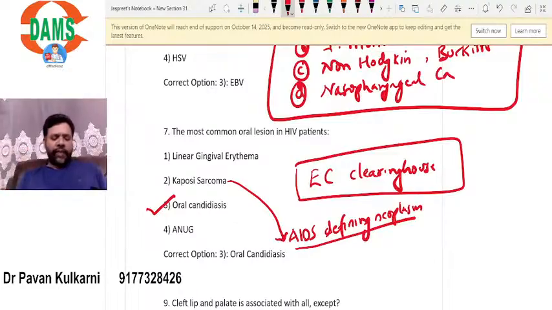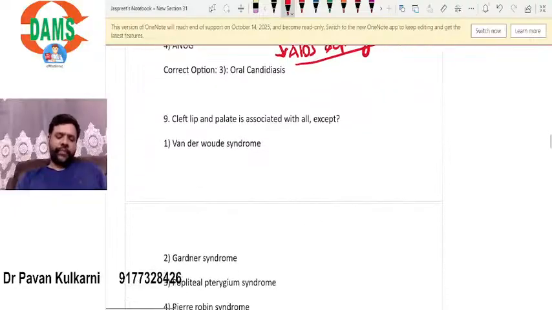However, there are other oral manifestations. ANUG is also an oral manifestation. ANUG is acute necrotizing ulcerative gingivitis. Even linear gingival erythema is an oral manifestation of AIDS patients. But the most common is oral candidiasis.